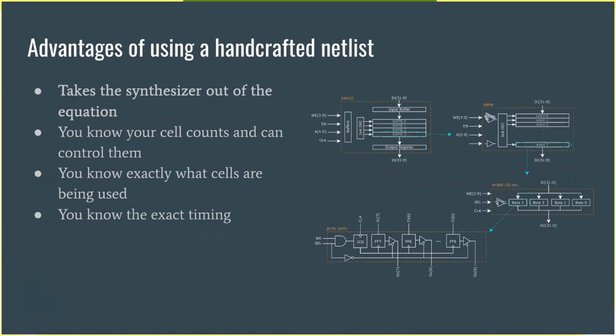So you take the synthesizer out of the equation, you know what the counts of your cells are, and you can control these cell counts. So you don't have to keep adding cells that may be wasting some logic. You know exactly what cells are being used, so there are no foreign cells in the equation, and you know the exact timing for these cells. So there's no buffer insertion coming in and perhaps ruining some of the logic. You know everything from start to finish.